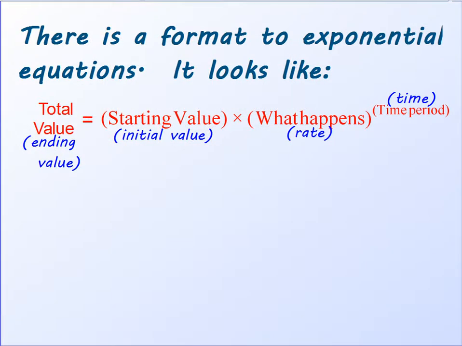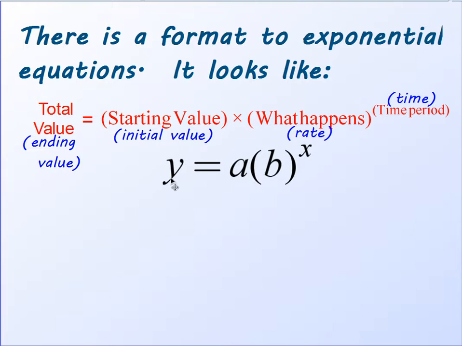There's a format to exponential functions. The equation to an exponential function starts with the total value or ending value. That's going to equal the starting value, otherwise known as the initial value, multiplied by the rate. The rate's going to be what happens to your total each time, and the exponent on the rate is going to represent time itself.